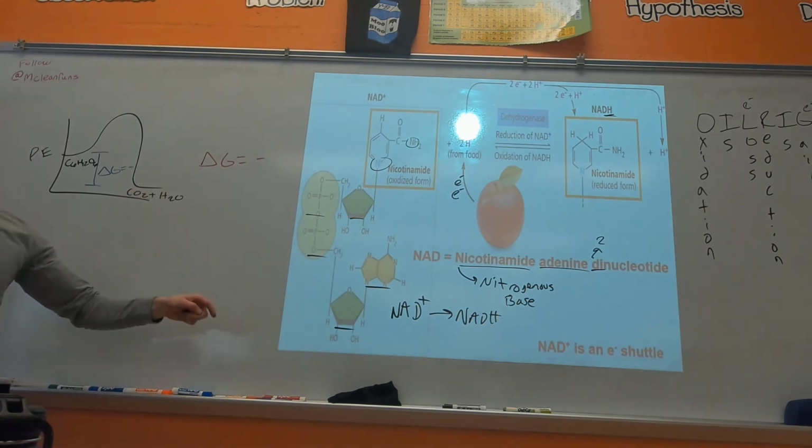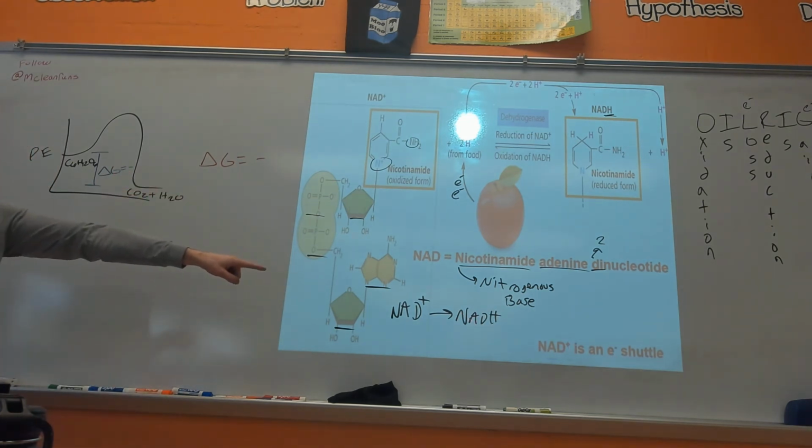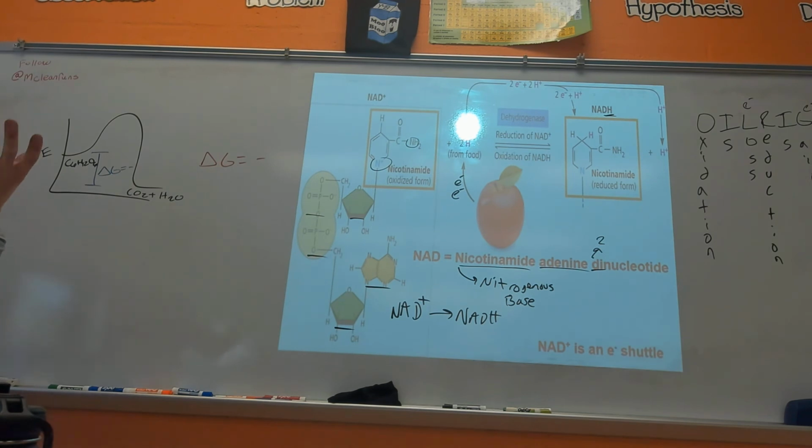NAD plus is an electron shuttle. This NADH, we're taking the electrons from our glucose and we're going to shuttle them to the electron transport chain. And in the electron transport chain, we remove the electrons from NADH and then we'll make ATP. Okay?